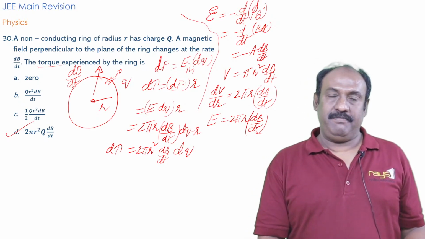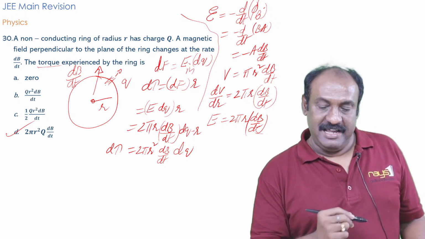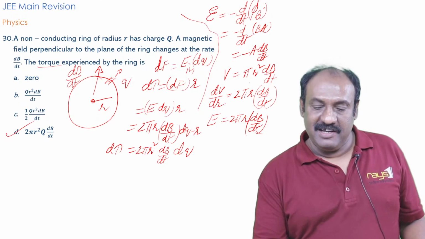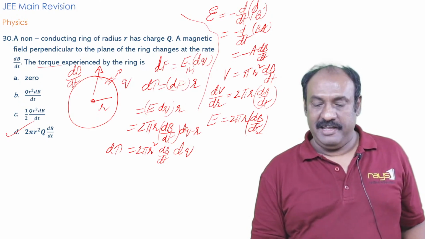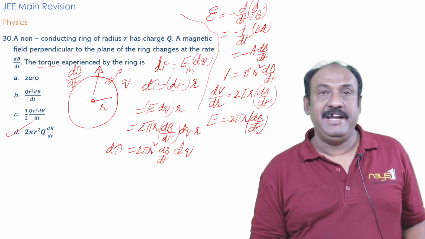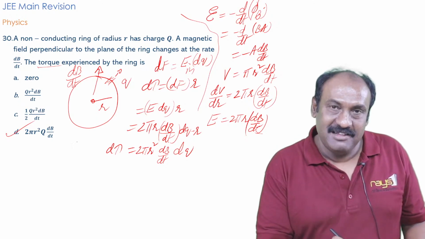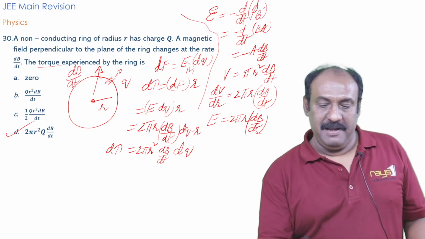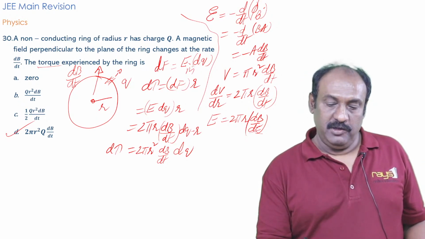So when you know the potential difference between the edges of this ring, by differentiating this equation with respect to the distance from the center to this point here, we get 2 pi r into dB by dt. That gives the induced electric field intensity in the region of the ring due to the time varying magnetic field. Now you replace E as 2 pi r into dB by dt into dq.